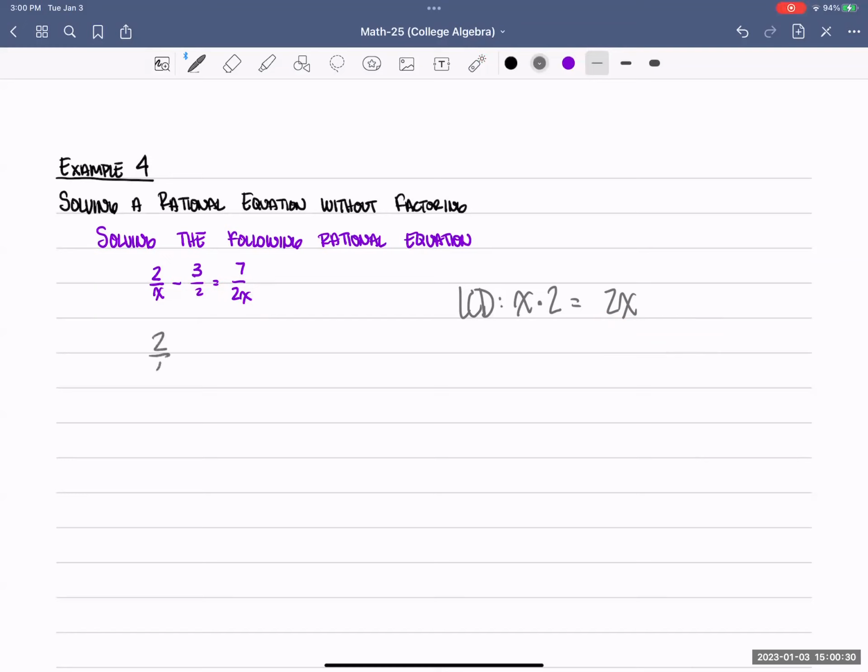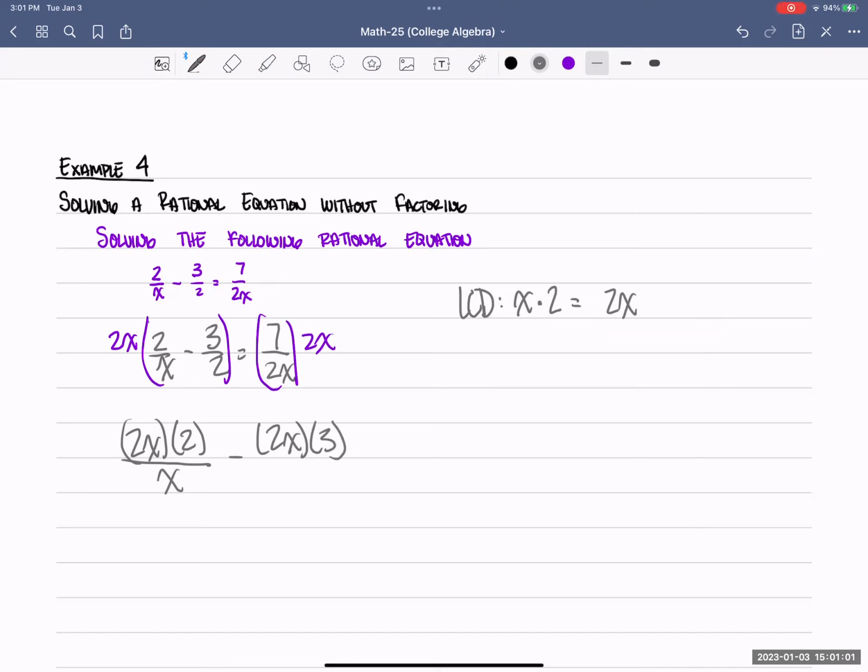So we have 2 over x minus 3 over 2 is equal to 7 over 2x. And multiplying both sides by our least common denominator, our LCD. So here, when we distribute that first part, we have 2x times 2 divided by x, minus 2x times 3 divided by 2 is equal to 7 times 2x divided by 2x.